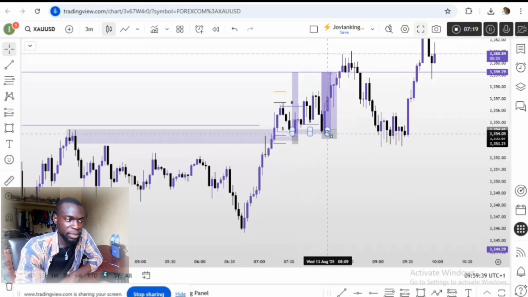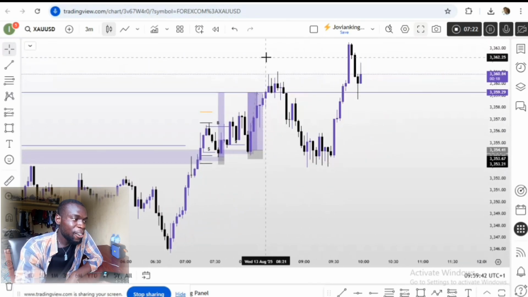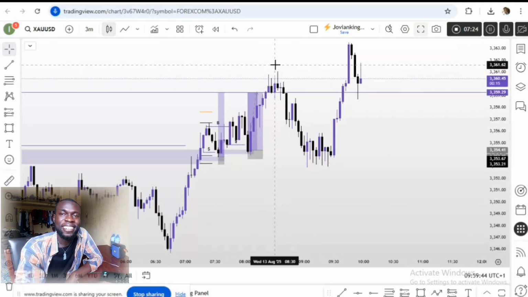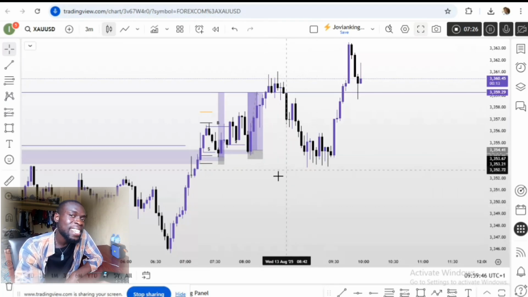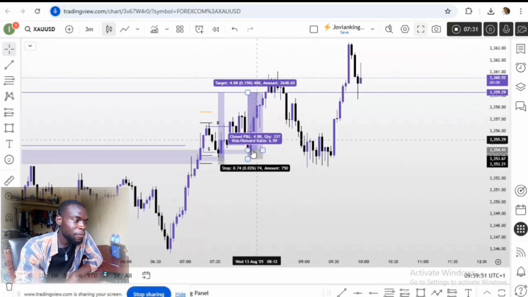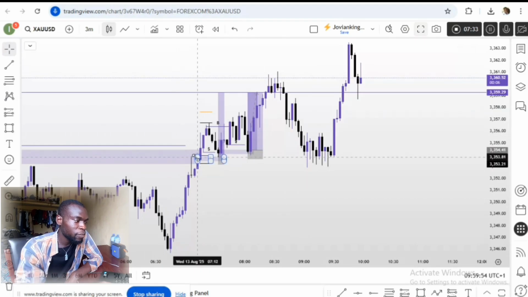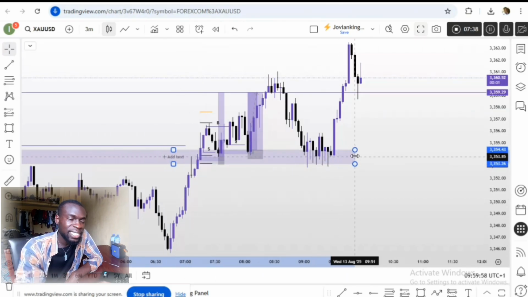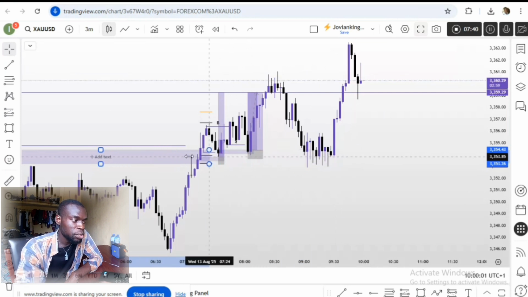I missed the first one, I missed the second one, and that was it. Now market even cleared that area that I was targeting and even gave the third entry. Funny thing is that I missed the whole entry the market gave me around this area. Remember that this block is still valid. As long as market is holding above this area, any retest around this area is still a valid point of interest for us to take more trades.